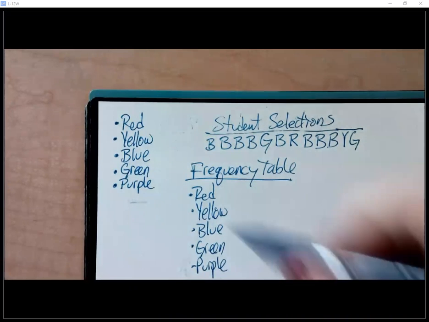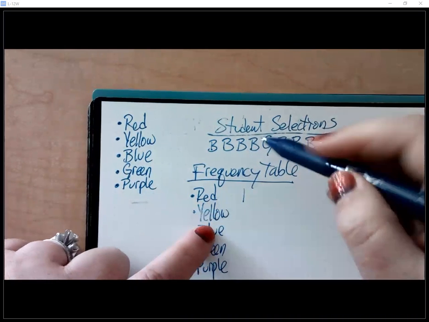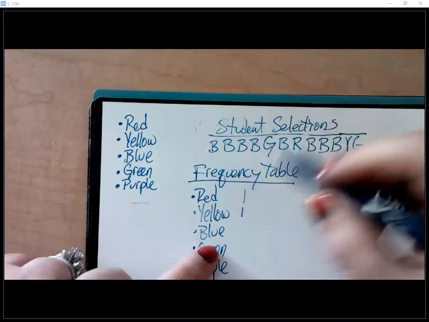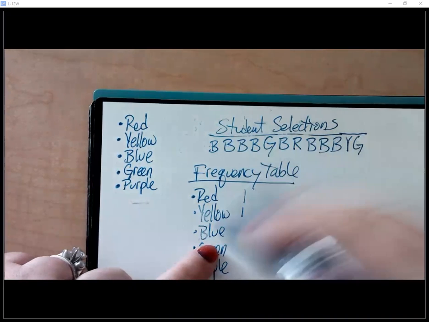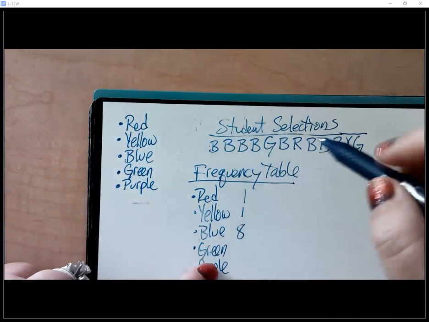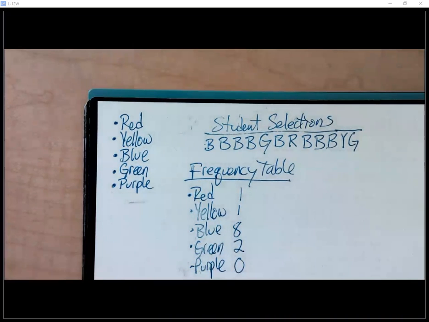So red, I only had the 1. Yellow, I had the 1. Blue, 1, 2, 3, 4, 5, 6, 7, 8. I had 8 of them. Green was 2, and purple was a 0. So a frequency table is literally where I just tally them up, and I can see how many I have. And then I could answer all sorts of questions. What was the most popular? Obviously, it was blue. What was the least popular? Obviously, it was purple because it didn't get any votes at all.